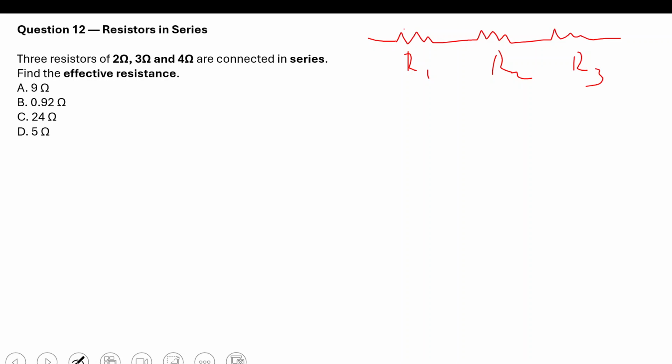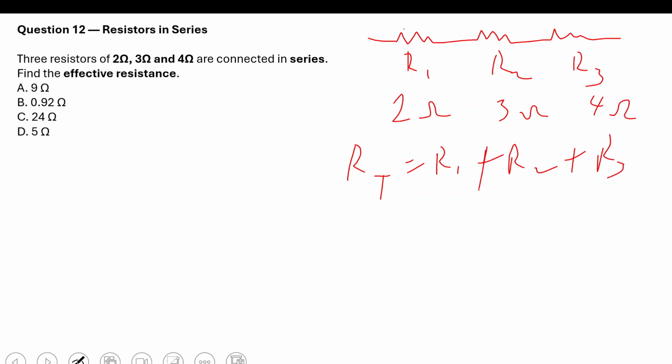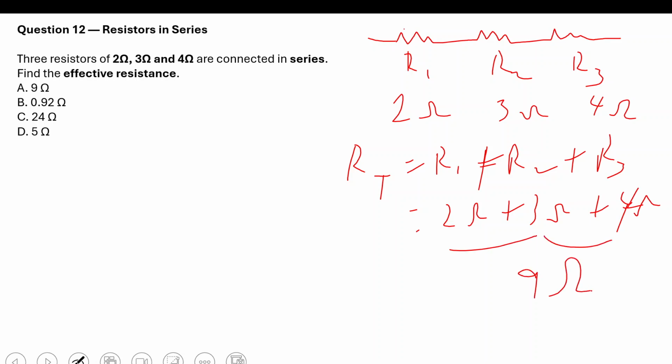Now, if we have three resistors, one is 2 ohms, one is 3 ohms, and one is 4 ohms in series. The effective resistance R_T is equal to R1 plus R2 plus R3. This is how you get resistance in series. So I have 2 ohms plus 3 ohms plus 4 ohms. 2 plus 3 is 5, 5 plus 4 is 9. So I have 9 ohms as the total resistance in series.